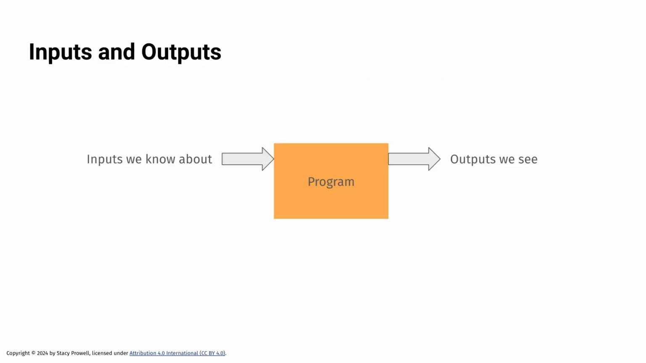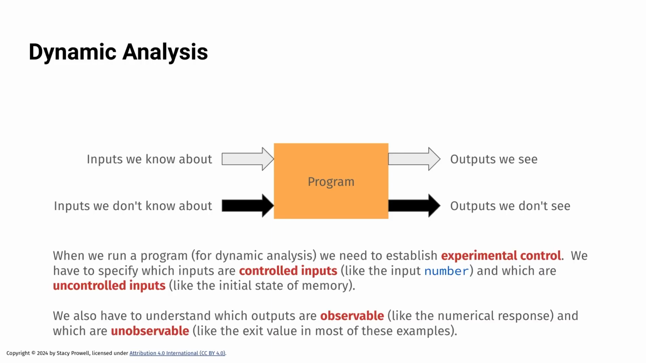Well, let's stop for a minute and let's think about program analysis more generically. We'll come back to the program in a minute and figure things out. But for right now, think about it more generally. I've got a program, and there are inputs I know about, and there are outputs I see. But there can also be inputs I don't know about and outputs I don't see. Can there be? Of course there can. I mean, think about playing a game. Think about playing an online game.